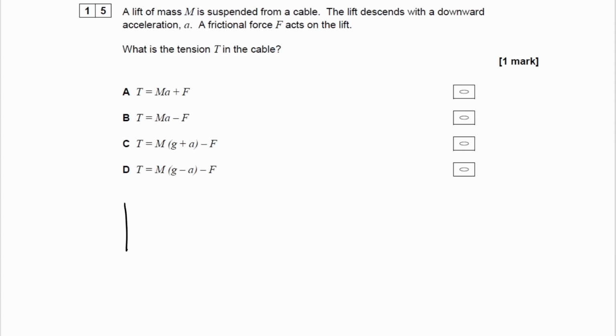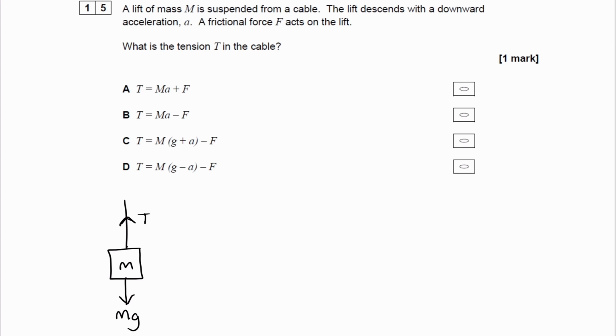A lift of mass m is suspended from a cable. There's the tension force. Here's the weight force. And then we're told the lift descends with a downward acceleration of a, so acceleration is this way.